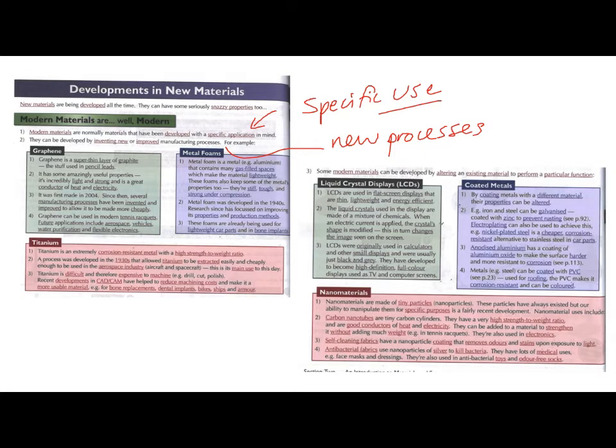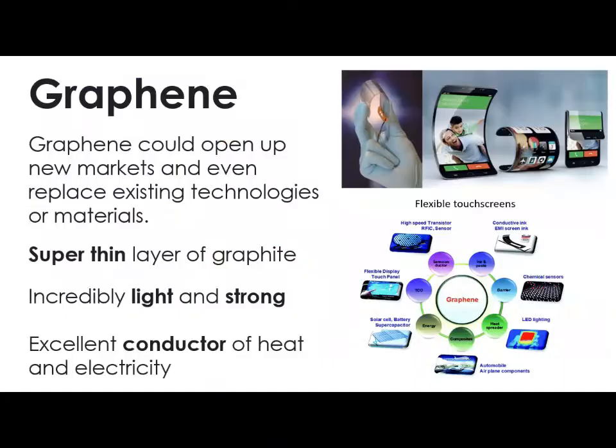Right, onto the first one, which is graphene. So graphene is a really clever material. It is a super thin layer of graphite, exactly the same stuff that you have in your pencil leads. And this really is the kind of material that could open up huge new markets and replace existing technologies, because this material is incredibly light and strong, but one of its major benefits is that it can be an excellent conductor of heat and electricity.